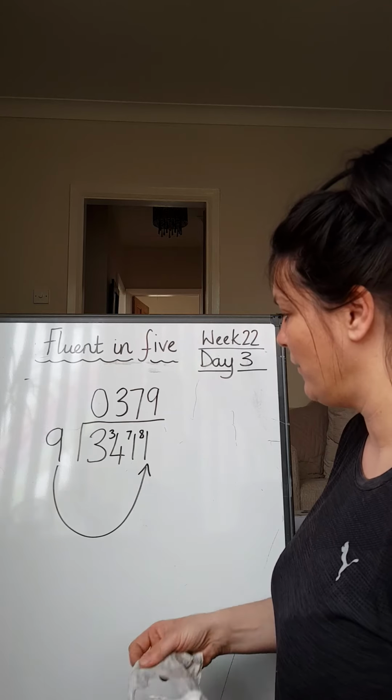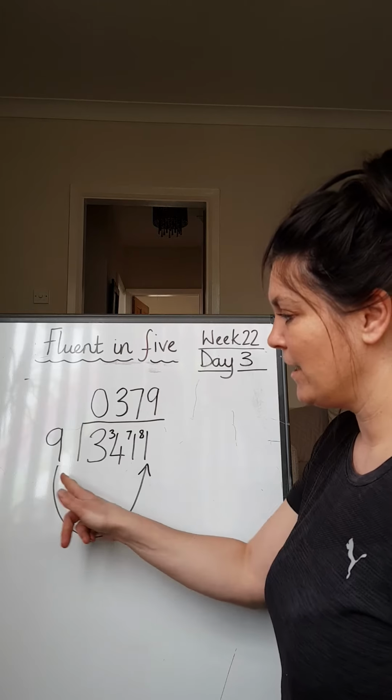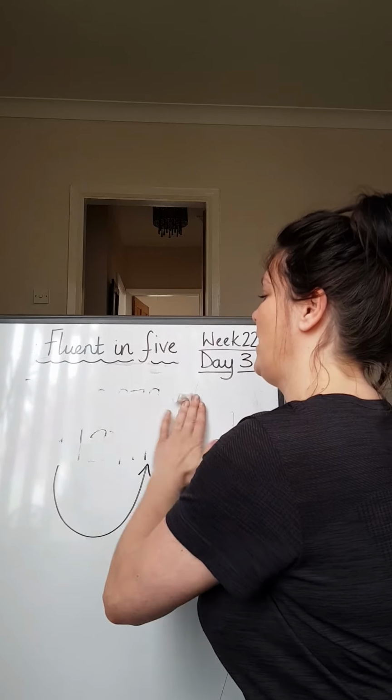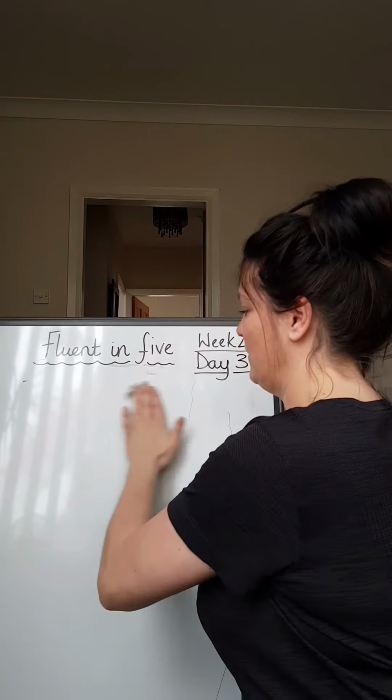So 3,411 shared equally by 9 is 379. Exactly. Right.